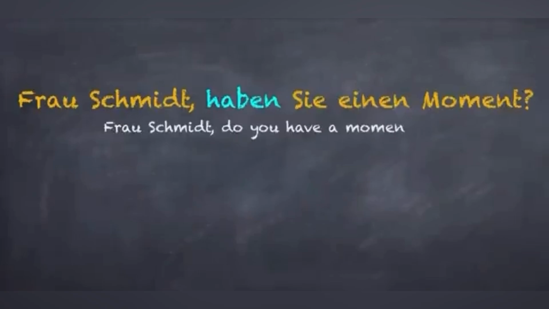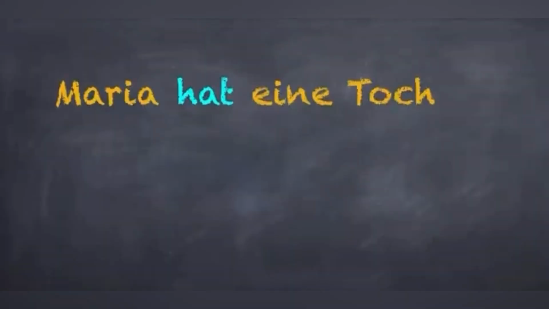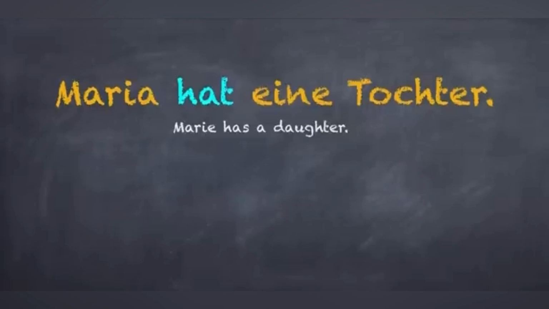Frau Schmidt, haben Sie einen Moment? Er hat keine Zeit. Sometimes the pronoun isn't present in the sentence, like in the next one. Maria hat eine Tochter. Since Maria is feminine and singular, we will conjugate the verb according to the pronoun that can replace Maria here in the sentence, which is sie, singular third person.